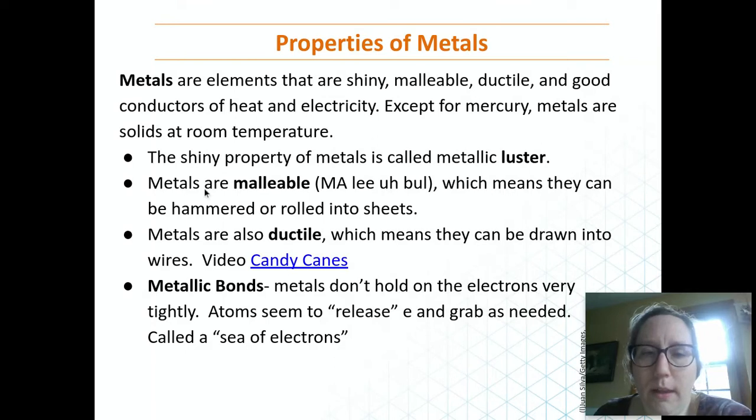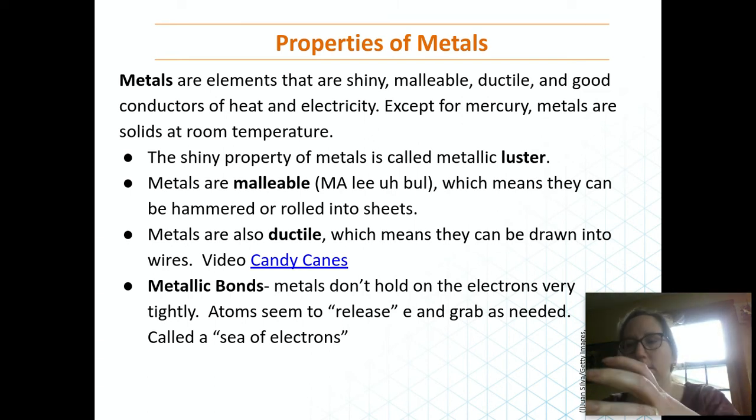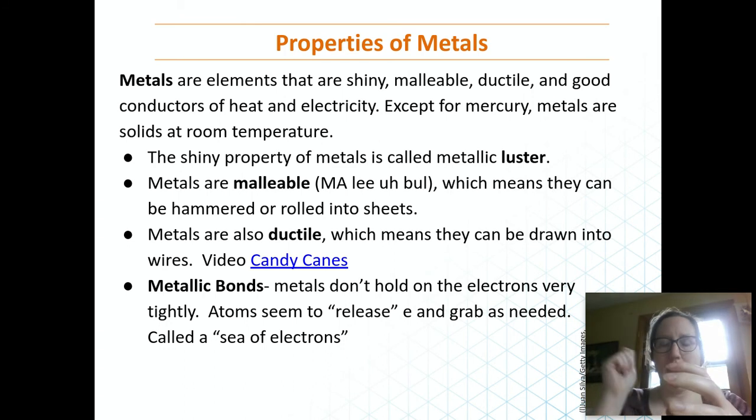We call that shiny property luster. Luster is the ability to reflect light. So metallic luster is shiny. Malleable, which is a funny word, but it means I can hammer it into sheets without shattering. So if I take a hunk of iron out of the ground and I hit it with a hammer, it will flatten out into a sheet.